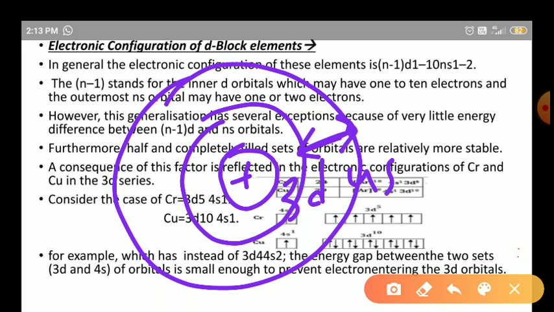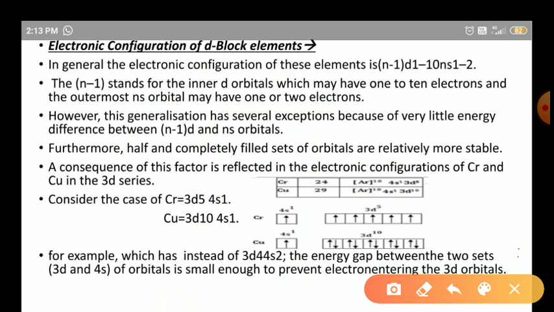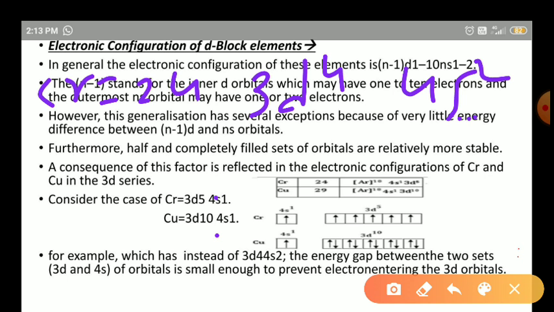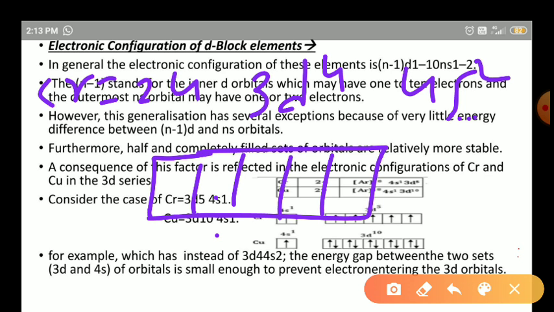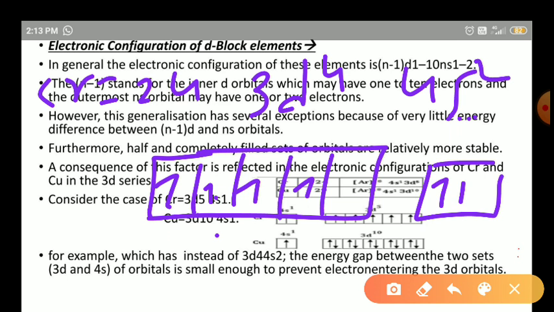So due to this small energy gap, the electrons here in the copper, look at here students, the copper and chromium. First I am using chromium. The 3d4 and 4s2 electrons are shifted in the 4s orbital. Like this. And here 4s.